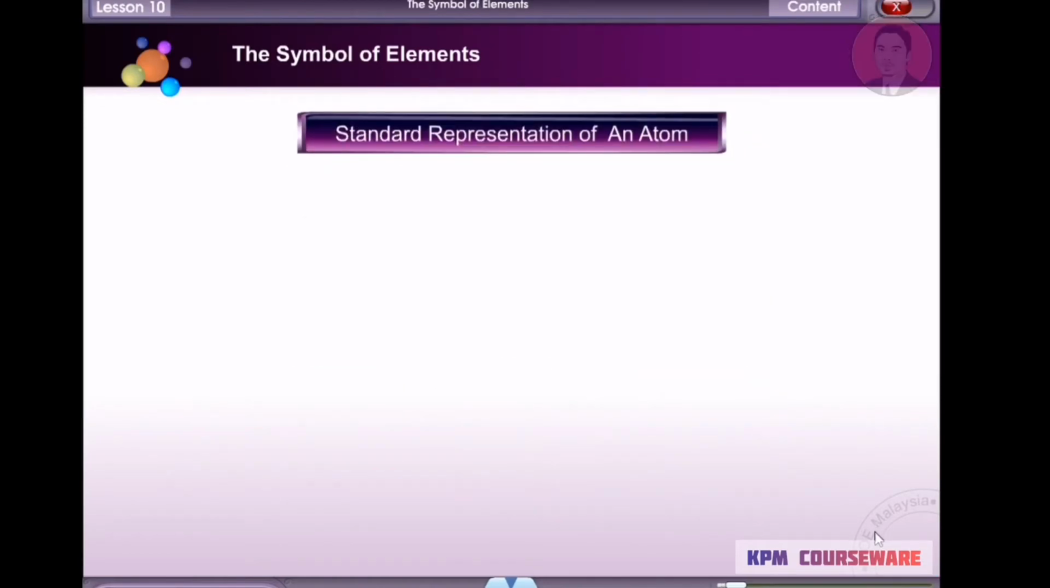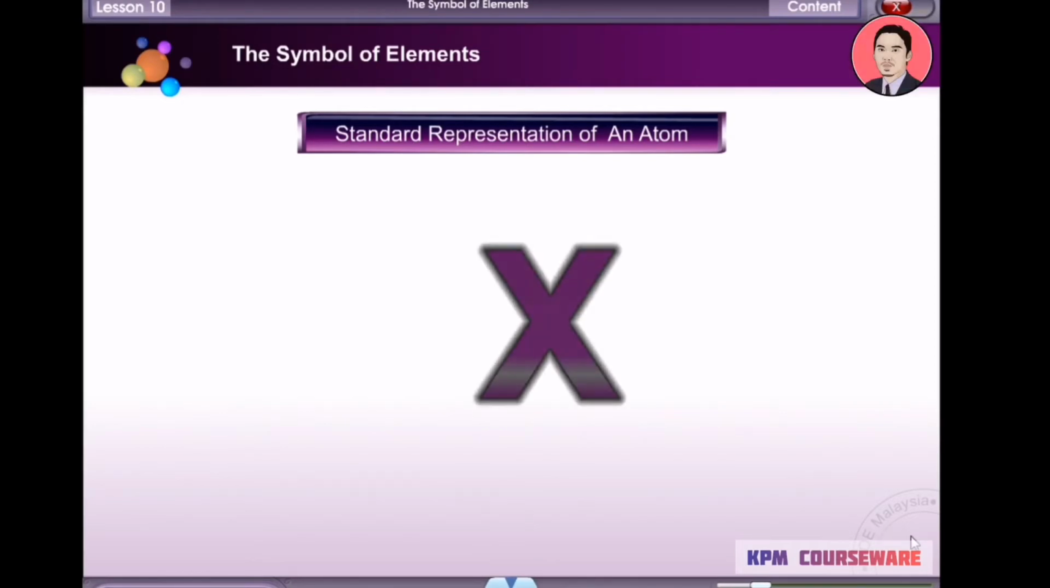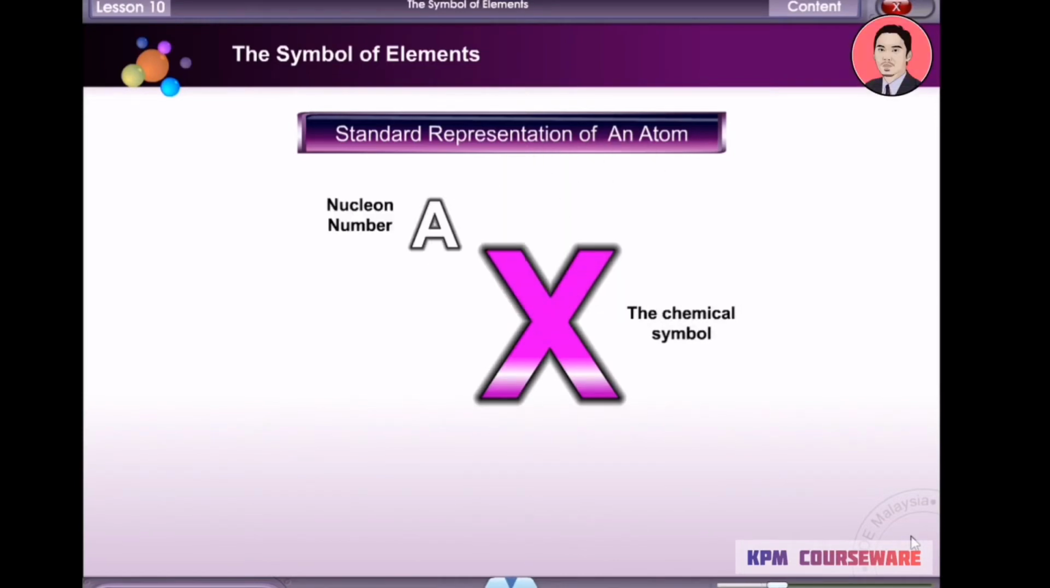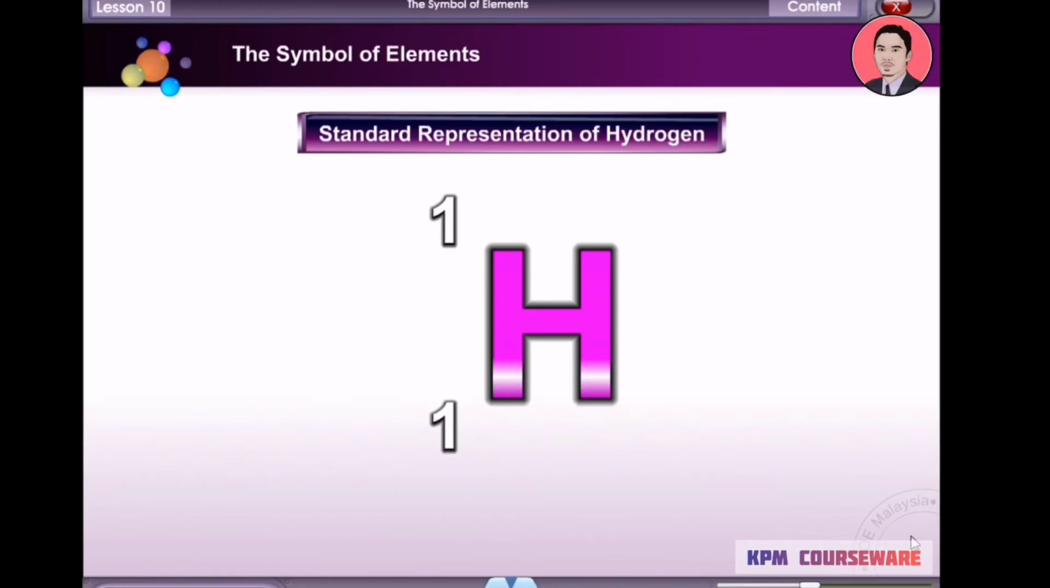Standard representation of an atom. This is the standard representation of an atom. X represents the chemical symbol, A represents the nucleon number, Z represents the proton number. Standard representation of hydrogen. Let's take hydrogen as an example. The proton number and nucleon number of hydrogen is 1.